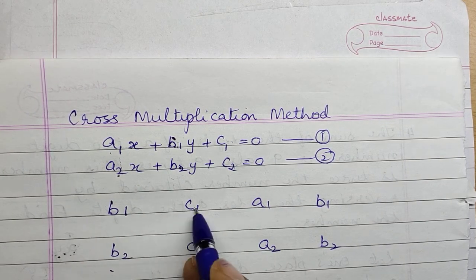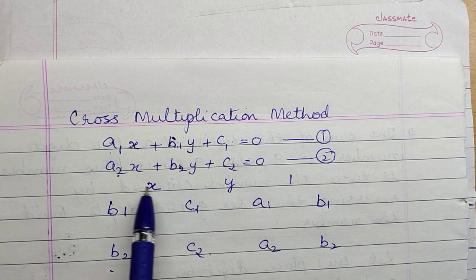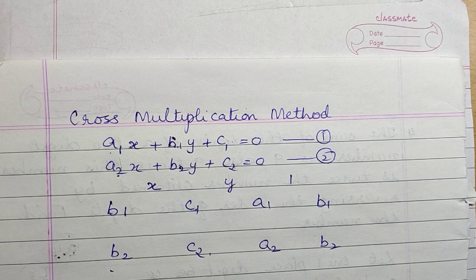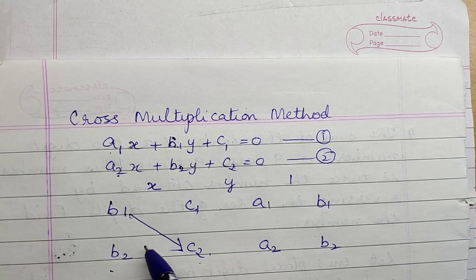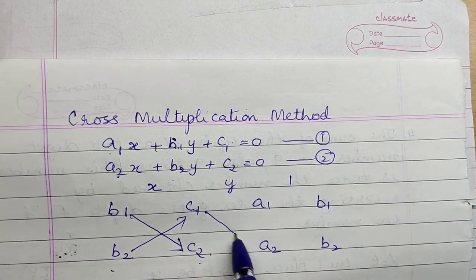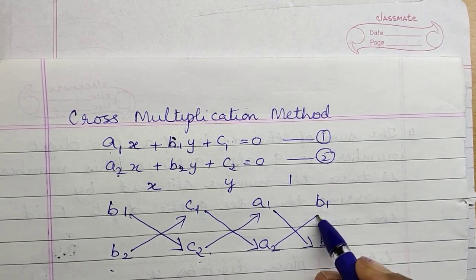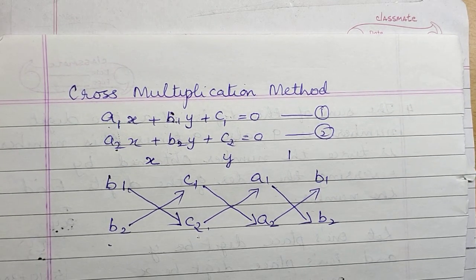Next, on the top of these you have to write x. Here y. And here it is constant, that is 1 you should write. So x is for this one, y is for this one, and 1 is for this area. Now put arrow marks like this, here and here, again here. Again the same type of arrow. Now it is easy to write the formula.